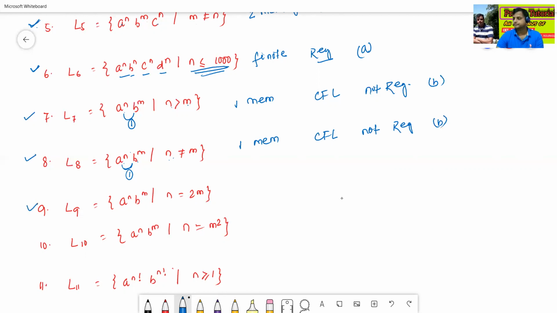Ninth one. Similarly here, a to the power n, b to the power m, where n is equal to 2m. Means here only one comparison will be required. Or we can write it like this: a to the power 2m, b to the power m. So only one comparison will be required. So it is option B, context-free language but not regular.